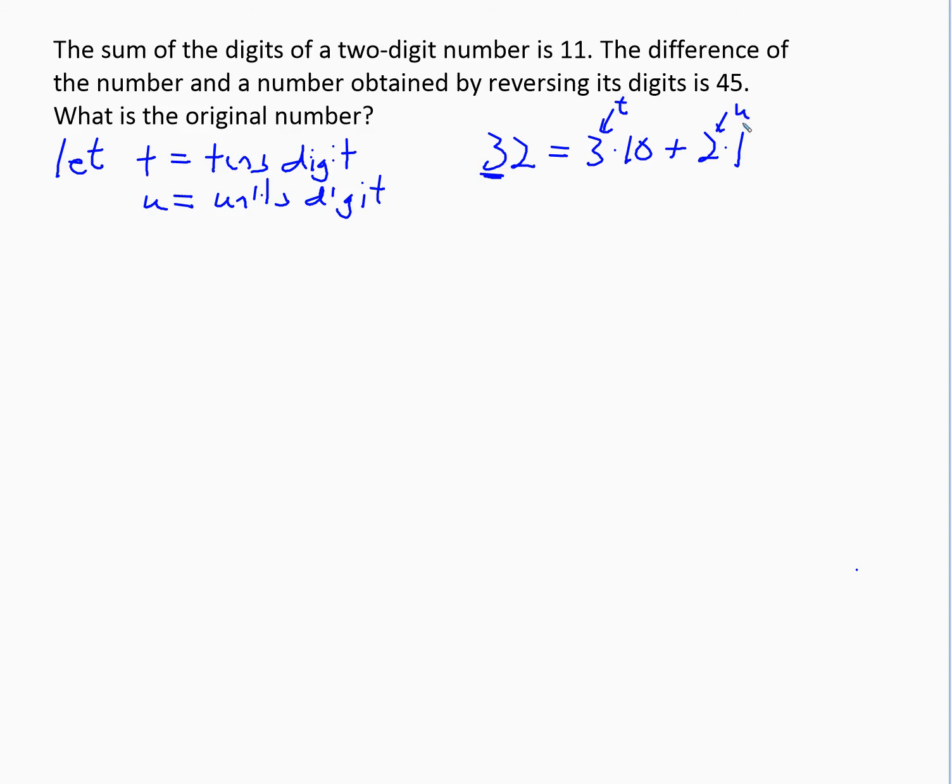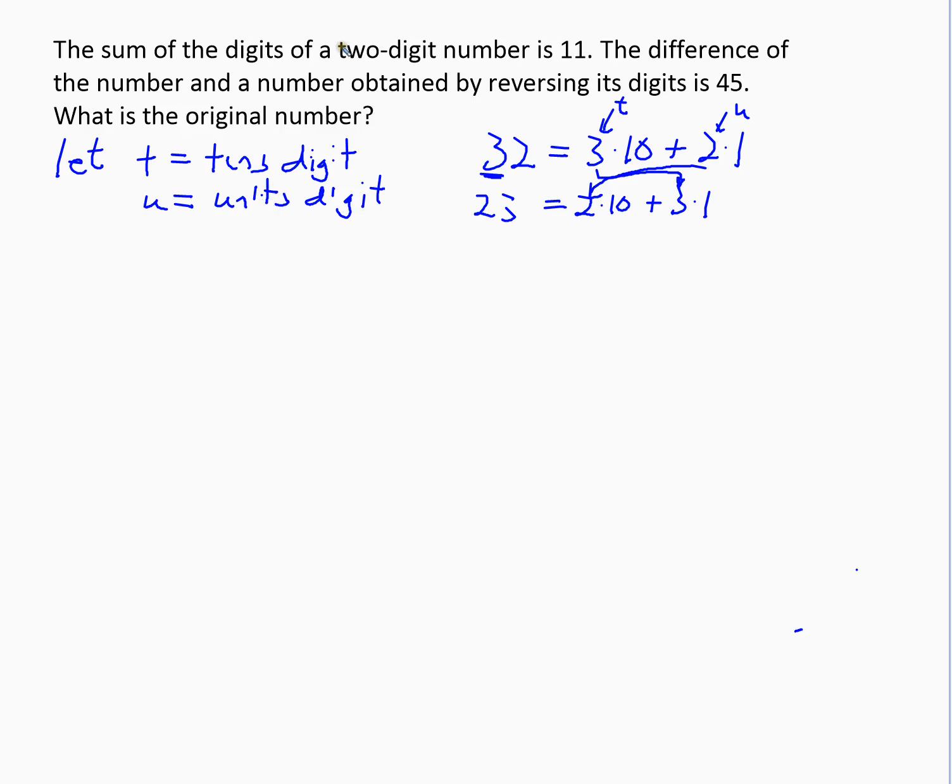And so reversing these digits would give us 23, and we can think, well, that is 2 times the tens digit, 2 times 10, plus 3 times the units digit, or 3 times 1. So what we did here is we switched the tens digit and the units digit. And that's what we're going to end up doing when we work through this.